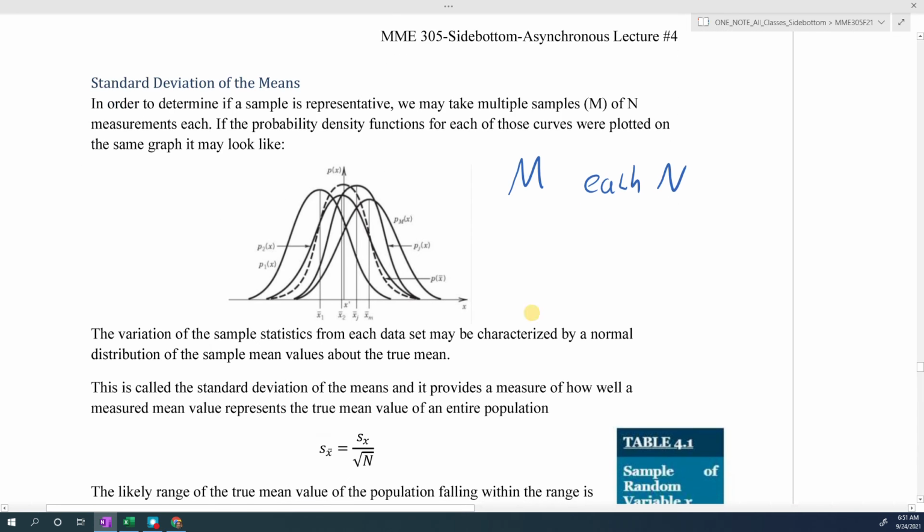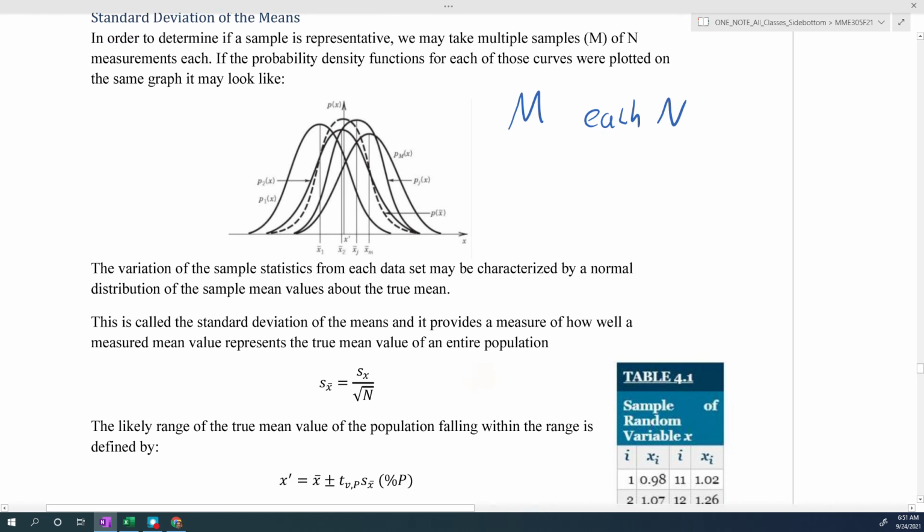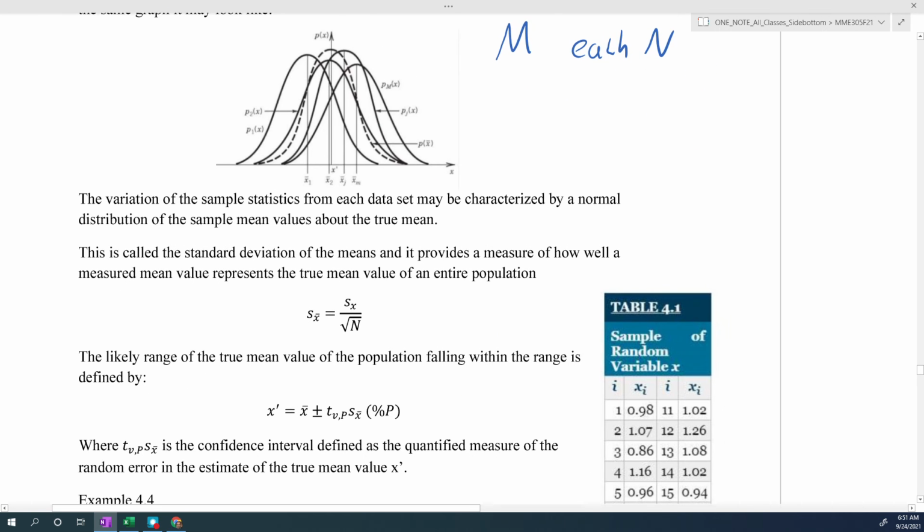So in order to determine a representative data set for the entire population, we need to determine the standard deviation of these means. What we can do is say the standard deviation of the mean is equal to the standard deviation divided by the square root of n.